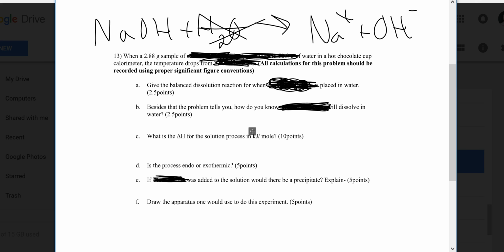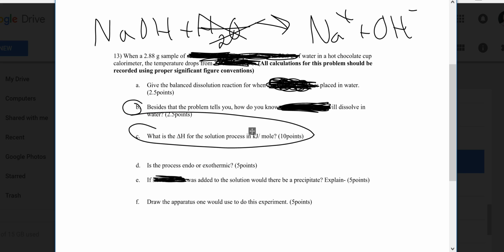Alright. B, besides that the problem tells you, how would you know this substance dissolves in water? That has something to do with the solubility rules. Then this is where you would actually solve, and it's the kilojoules per mole. So this is a calorimeter problem. It tells you that right there. So that means you're using Q equals SM delta T.